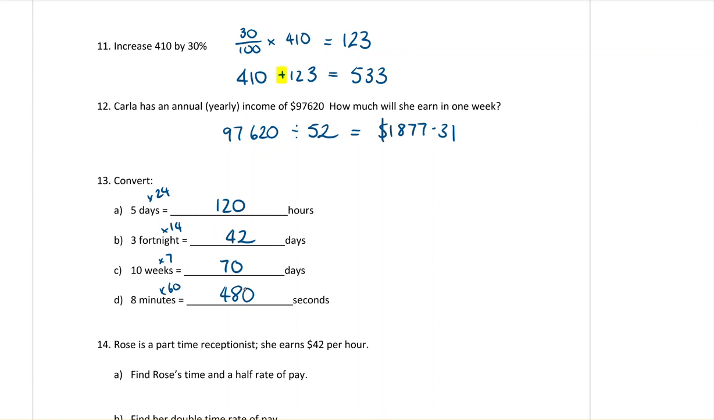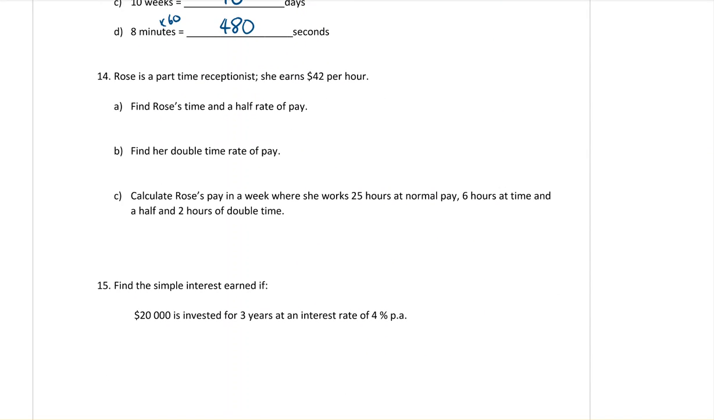Yeah? Okay. Question 14. Rose is a part-time receptionist. She earns $42 per hour. Find Rose's time and a half rate of pay. So that's just if she gets $42, if she does some overtime and gets time and a half, you just have to times 42 by 1.5. Now you can type that in as 1.5 on your calculator, which will be faster, or you can type the full thing in if you use the one with the 3 boxes. Okay, that will equal $63.